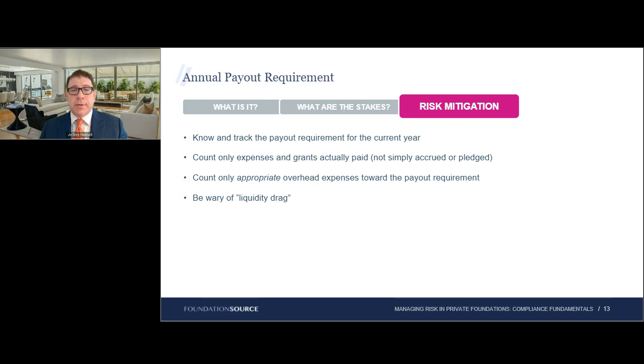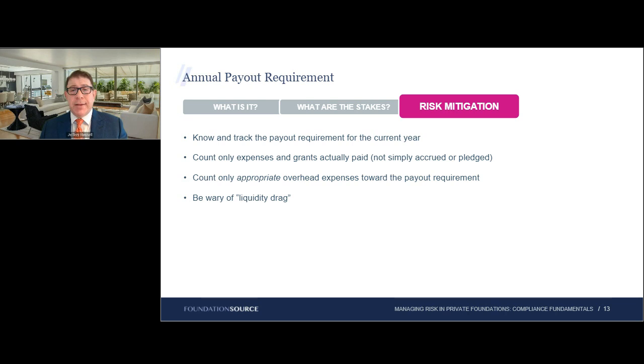And note that even if a foundation is on the accrual method of accounting for financial reporting purposes, it's required to track satisfaction of this minimum payout requirement using the cash method of accounting, which means that a qualifying expense will not count towards satisfying the minimum distribution requirement until it's been paid, regardless of when the expense was accrued for financial reporting purposes. And also, be on the lookout for what I call cash flow drag.